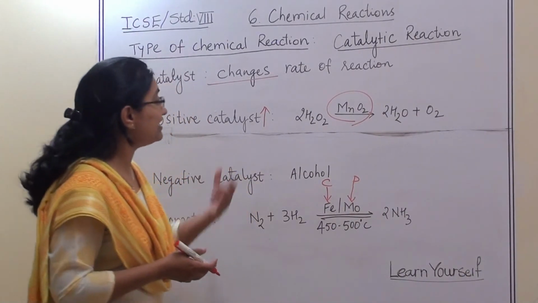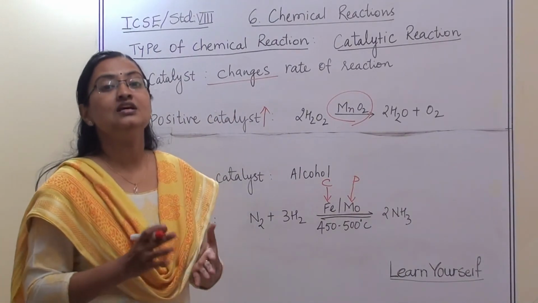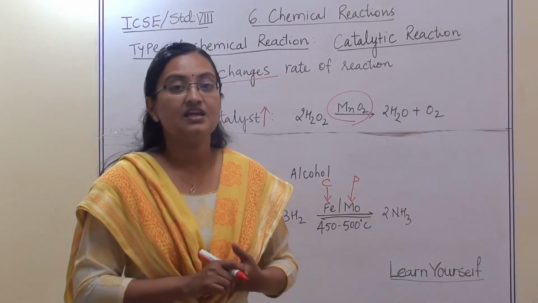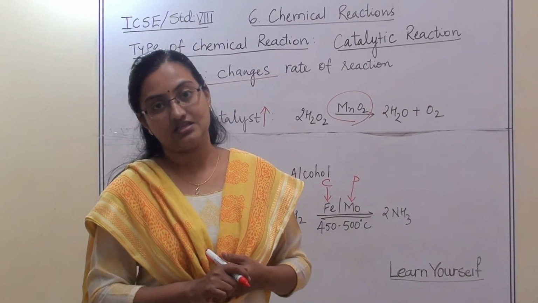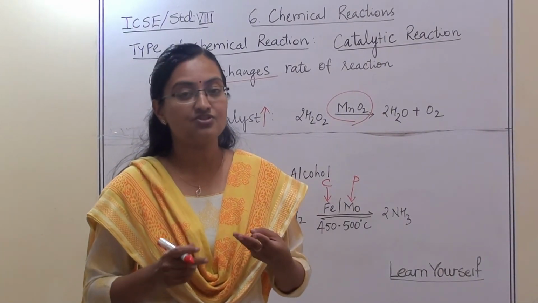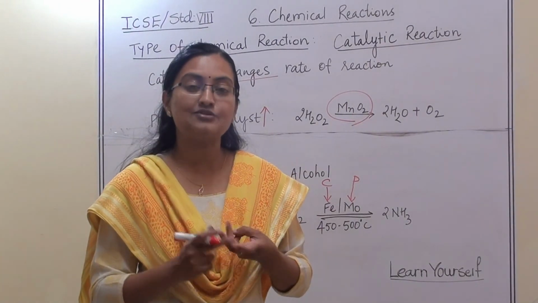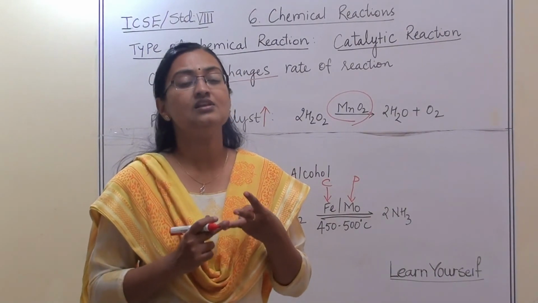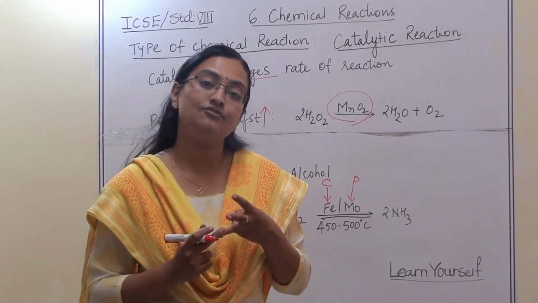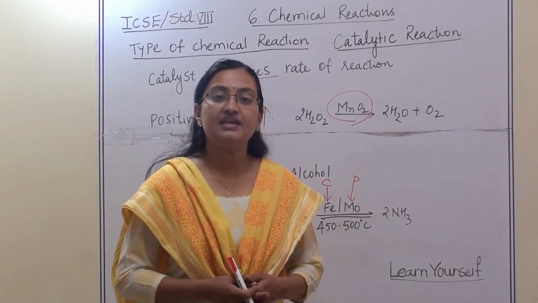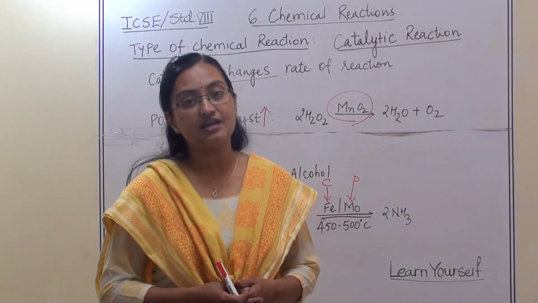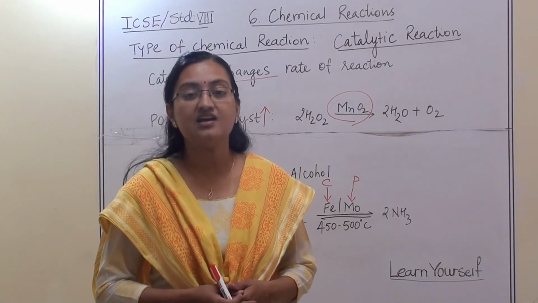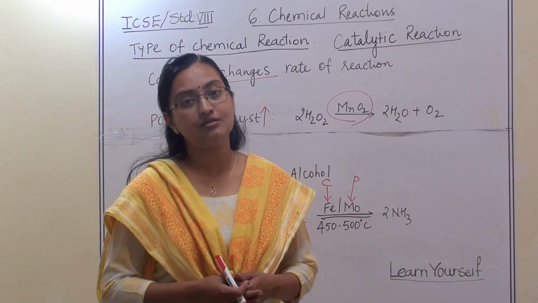So a catalytic reaction is a reaction which takes place with the help of a catalyst. And there are three types: positive catalytic reaction, negative catalytic reaction, and the reaction which will occur with the help of a promoter. In our body, enzymes are also one type of catalyst which will enhance the rate of our metabolic process.